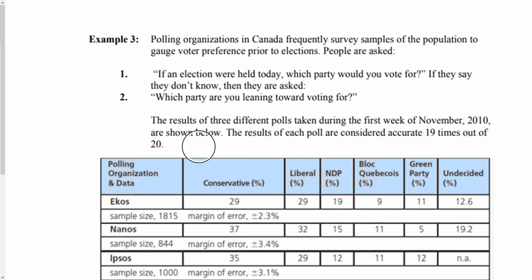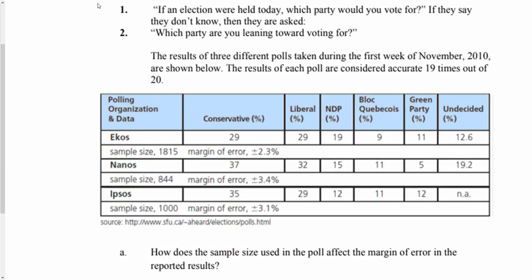All right, so here's the results of the poll. There were 3 companies that did this poll: Nanos, Ipsos, and Ecos. These are legit statistics companies in Canada that they do polling for.